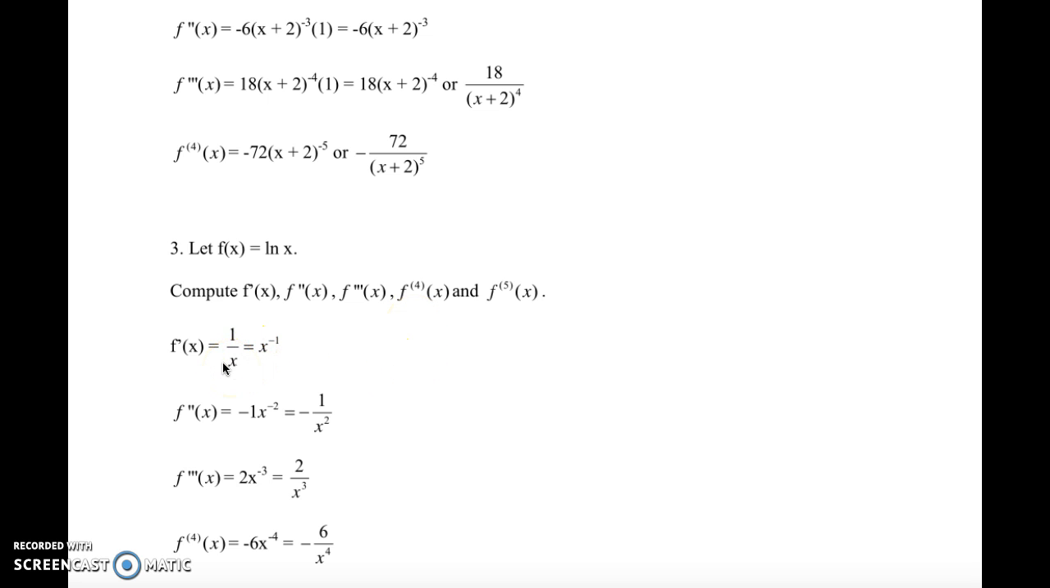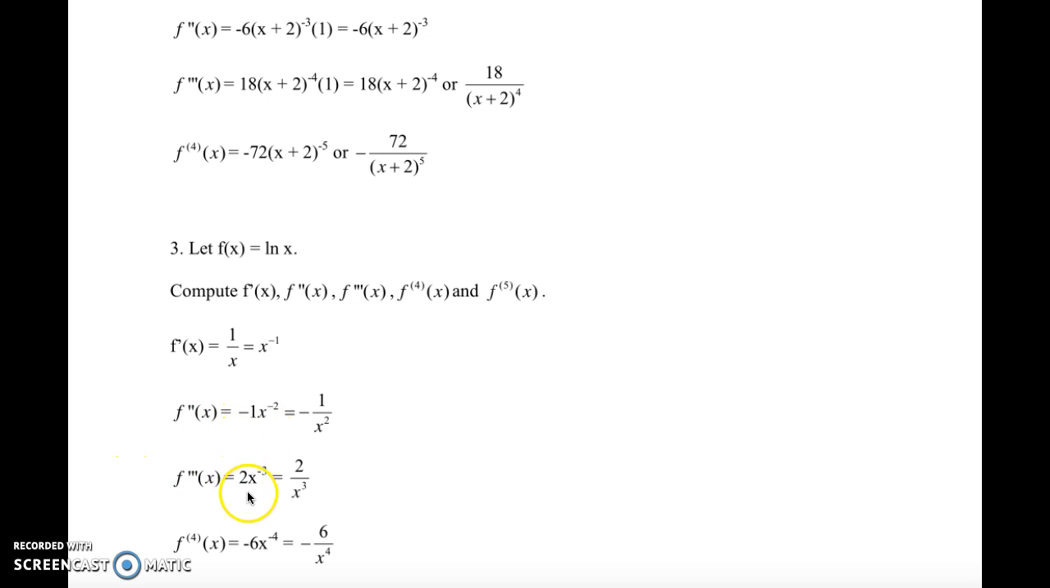Really easy. And again, we could write that as a negative exponent to help us out. The second derivative, we're going to have negative 1 here, x to the negative 2. And because they were asking specifically for these, we're eventually going to write these as our positive exponents, which is negative 1 over x squared. But we're still going to work with this version right here.